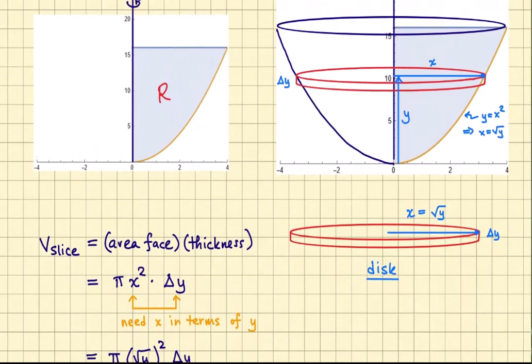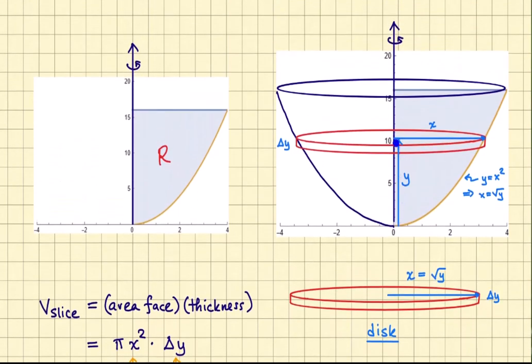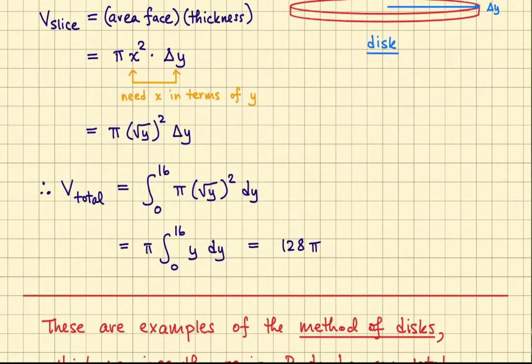For our limits of integration, we know that our slices could be as low as y equals 0, and they're going to top out at a y value of 16. And so we have the integral from 0 to 16 of pi times the quantity square root of y squared dy. We'll simplify that easily to get pi times the integral from 0 to 16 of y dy. That's a straightforward integral that you can do on your own, and it comes out to be 128 pi.